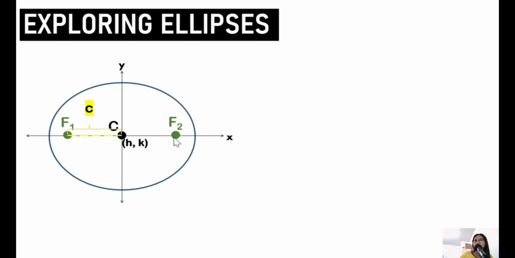How about F2? For F2, since we go to the right, we add. So the coordinates of F1 are (h minus c, k), and for F2, (h plus c, k).